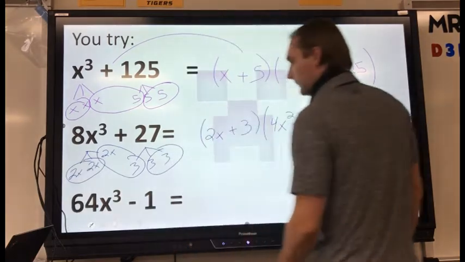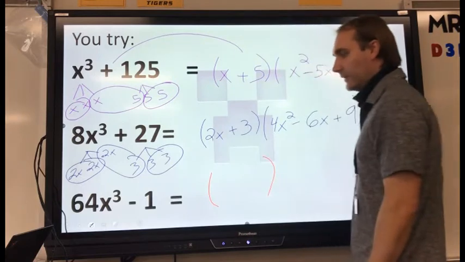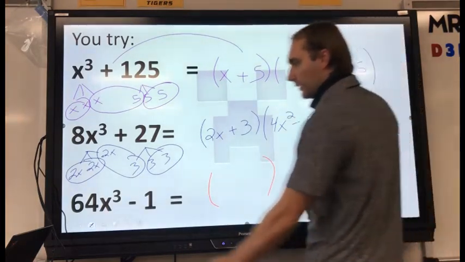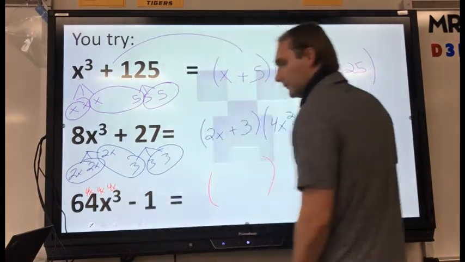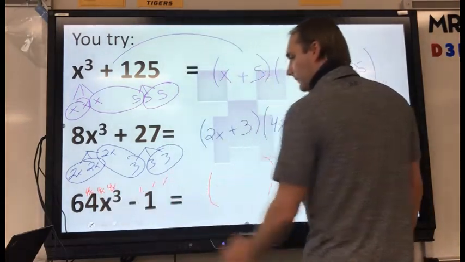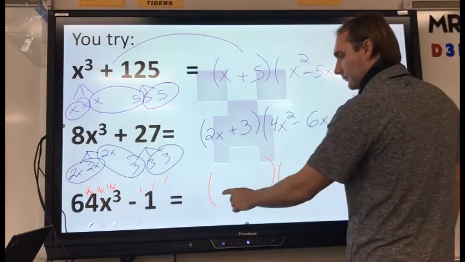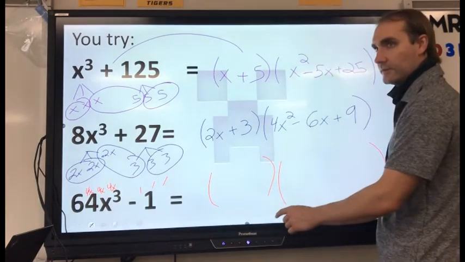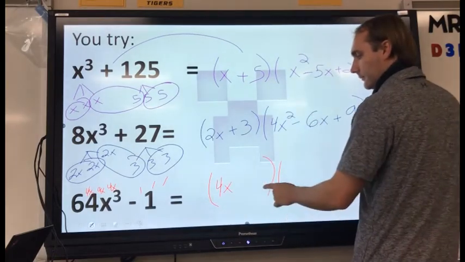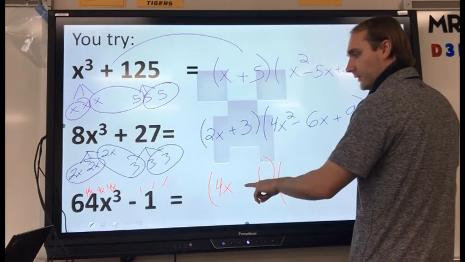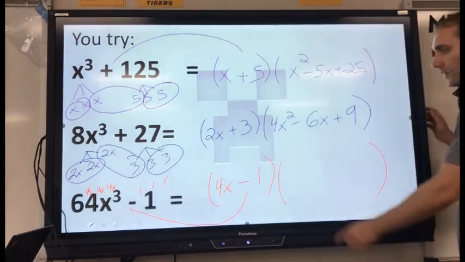Last but not least, 64x cubed. What times what times what? 4. So 4x 3 times. And how do you get 1? What's 1 3 times, right? So my a value is, what's my a value? What did I cube over here at 4x? What's my b value? A 1. What operation goes here? Subtraction, the minus. There's the first part.